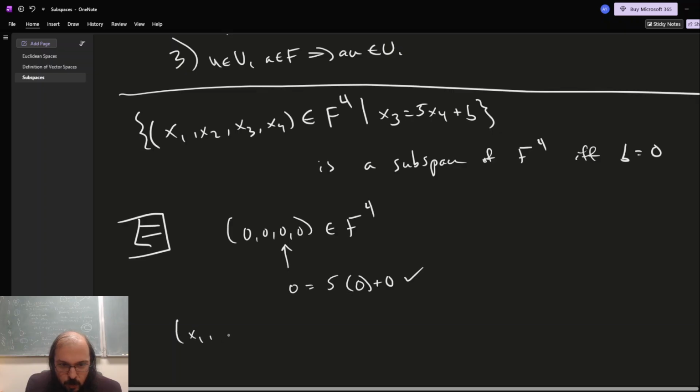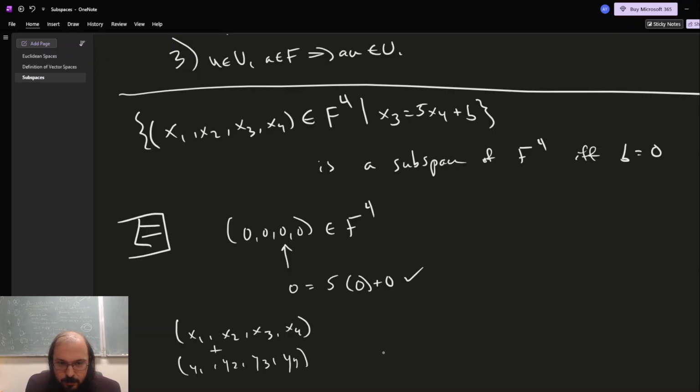If I have x1, x2, x3, x4 and y1, y2, y3, y4, I can add these together. We know how addition works when I'm working over a field. I just add these things. I get x1 plus y1, x2 plus y2, x3 plus y3, x4 plus y4.